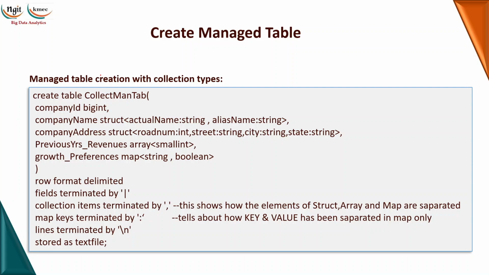And then we have given the row format delimited. The delimiters are different. Here the fields are terminated with the pipe symbol, the collection items are terminated by comma, the map keys are terminated by colon, and the lines terminated by backslash n, and stored as text file. So I have given like this. Once you create the table, then we have to load the data into the table.